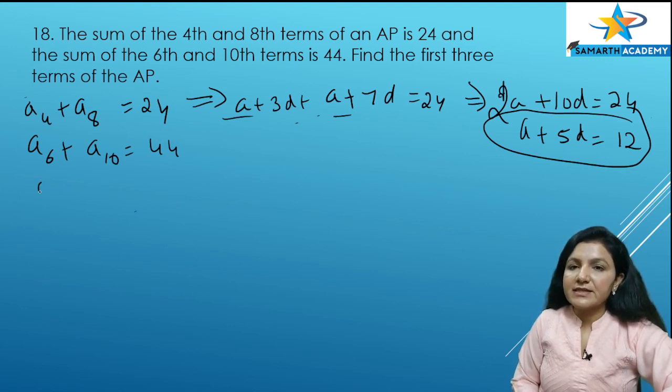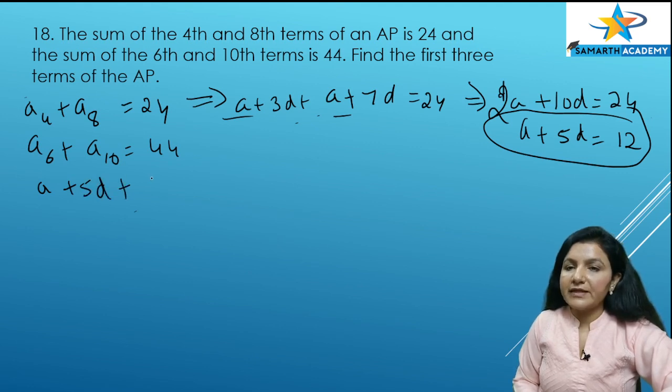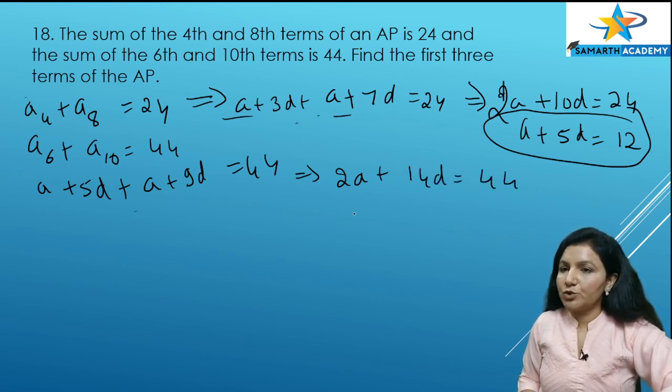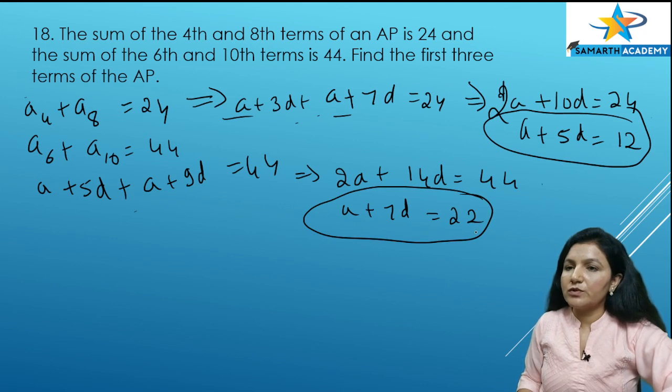Now we'll simplify the other one. A6 is A plus 5D, A10 is A plus 9D, equal to 44. 2A plus 5 plus 9 is 14, so 2A plus 14D is equal to 44. Divided by 2, A plus 7D is equal to 22. So these are our equations. We'll solve these two.